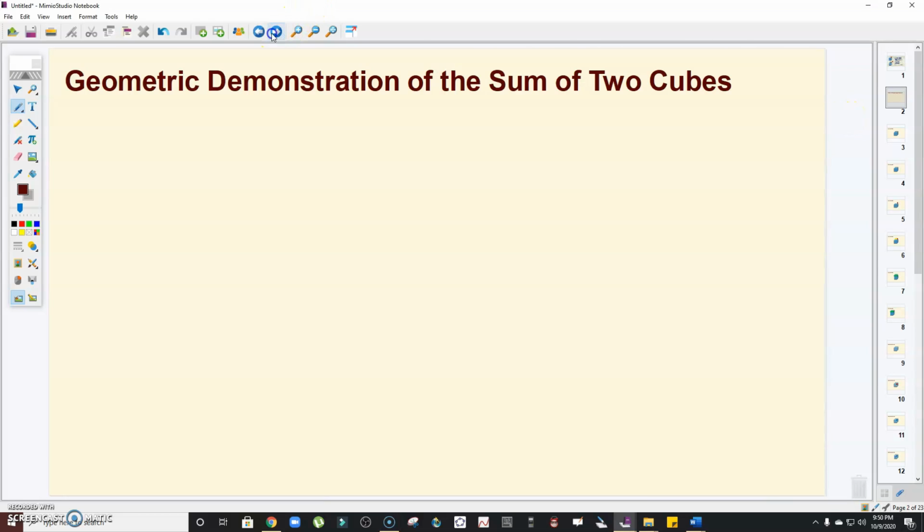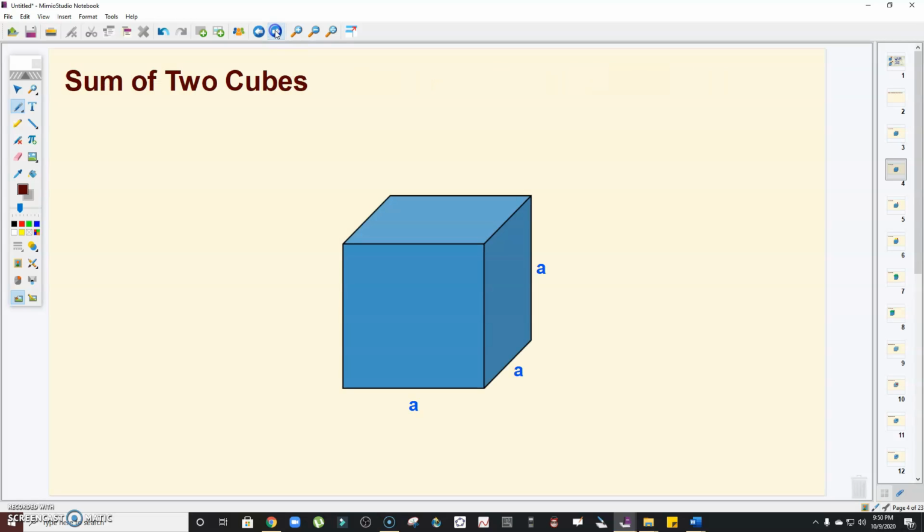Okay, I want to start my discussion with the geometric demonstration of the sum of two cubes. Consider a cube of side A and another cube of side B as shown. The goal here is to get the sum of the volume of the two cubes. But to do that, we have to consider the volume of the two prisms.